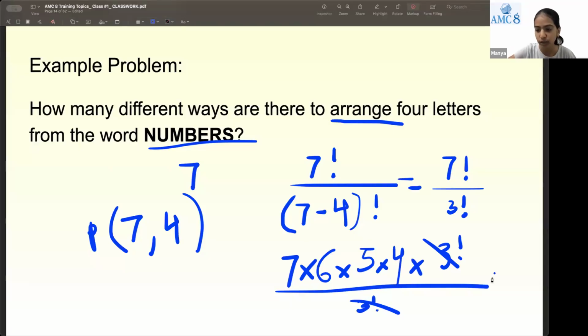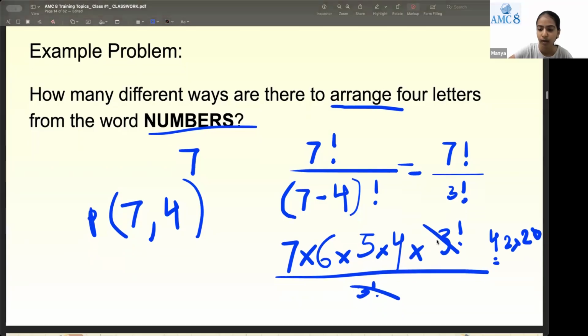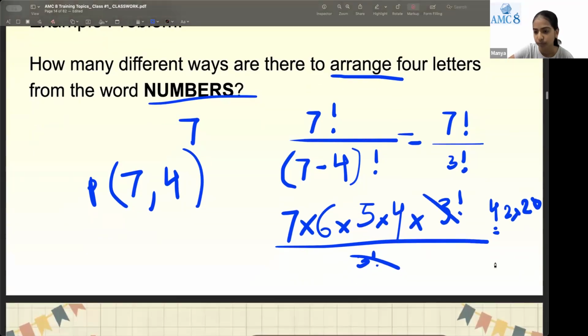And that would be equal to 42 times 20. We got 42 times 20 because 7 times 6 is equal to 42, and 5 times 4 is equal to 20. So 42 times 20 is equal to 840. And that would be the final answer.